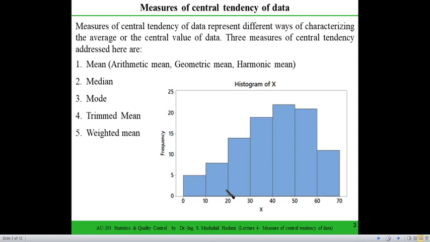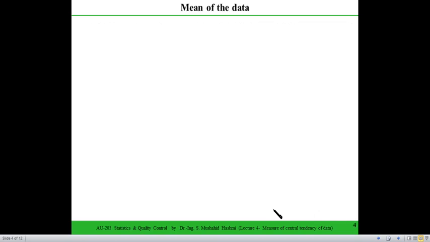So in trimmed mean we are ignoring the end values, and in weighted mean we will take into account the effect of the frequency and the data. We will see it in the later part of this lecture. So this average is actually a single word which can be used to signify the central tendency of the data, where most of the data is actually lying.